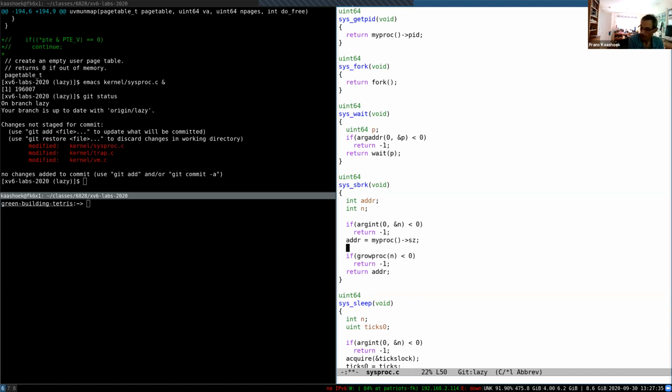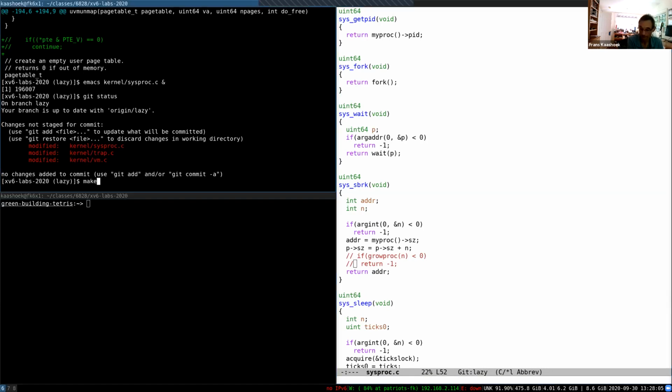So the first thing we're going to do is modify sysproc. You remember that it actually grows the address space of the application, allocates memory, and all that kind of stuff. We're just not going to do that. We're just going to set p size to p size plus n. Let's assume that we're only growing and not worry about shrinking for now. So this grows the virtual address space by n, and that's all we're going to be doing.